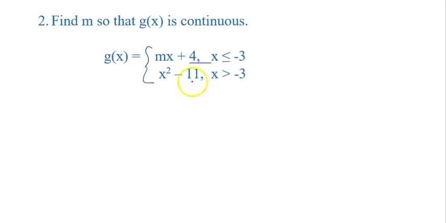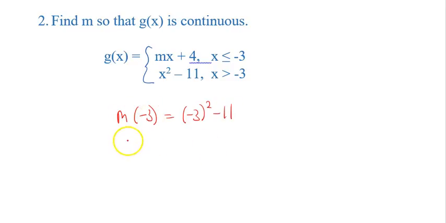All right, I have another one here. Find m so that g is continuous. It's the same deal. We've got a line and a parabola, and so I want them to meet at the same place. So I'm going to plug in the negative 3 because that's where these two graphs meet.